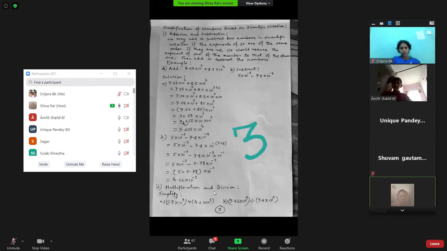Here already we are getting 4.22, which is less than 10. So it is in the form of scientific notation. It is not necessary to convert. Here itself we are getting scientific form. 4.22 is less than 10, so it is not necessary to make it less than this. So it's okay. Now to number multiplication and division.